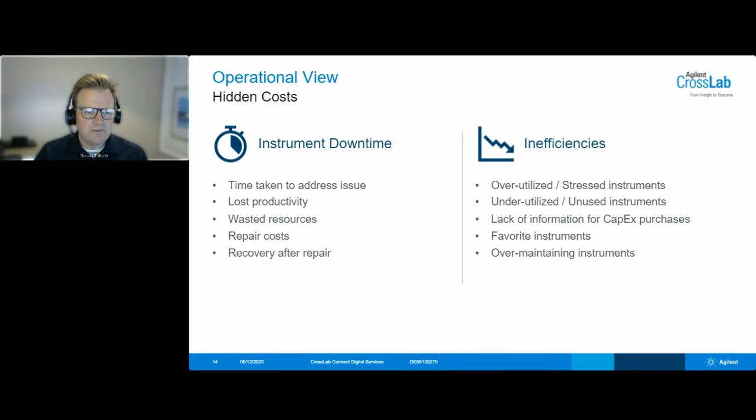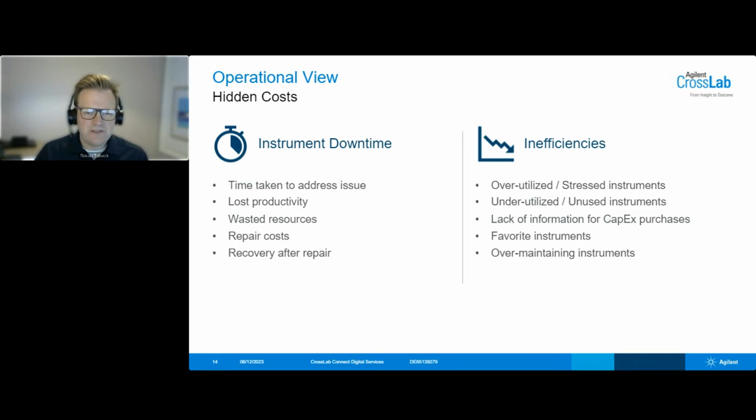In particular is instrument downtime. So if you break that down, it's when you have a problem with an instrument, you've then got to take time out of your main role to go and deal with that. You've got the lost productivity, of course, and then the wasted resources, either solvents or gases, depending on what kind of instrument it is. And if that's not on some kind of support contract, then you've got repair costs that go with that. And even once the instrument is fixed, you've then got to catch up with all the backlog or the samples that you haven't been able to analyze.